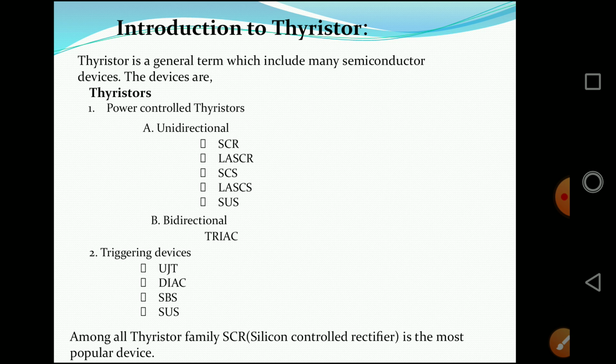Among all these thyristors, the most commonly used thyristor device is the SCR, that is silicon controlled rectifier. Why is it named silicon? Because the constructing material used for this device is silicon, and the application is rectification. That is, this device is generally used for power conversion, and here the power conversion takes place as a controlled conversion. So totally it is named silicon controlled rectifier, or SCR.